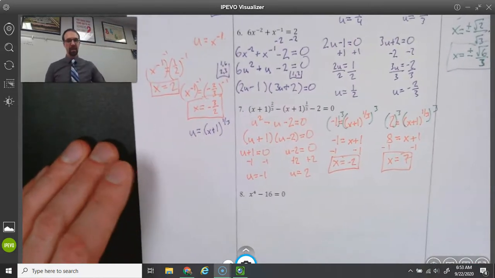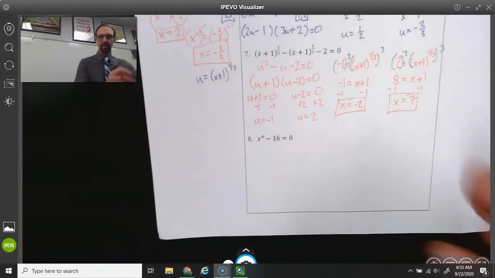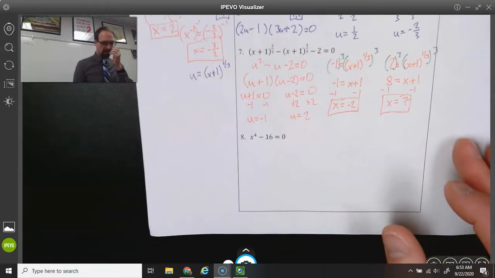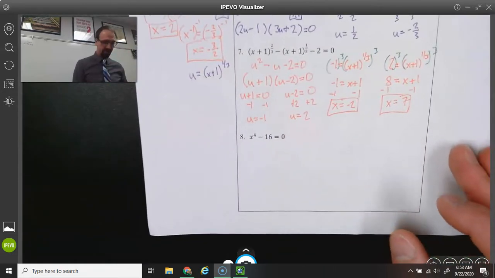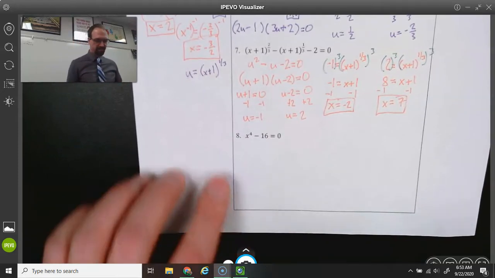Alright, I'm going to jump to number 8. Number 8 is not lengthy compared to some of the other problems. It does look like a u substitution. A lot of students just want to jump into factoring and work it through factoring. That's perfectly fine. One thing I want to note is that it's to the 4th power, so we need to remember we're going to have 4 possible solutions as we solve.